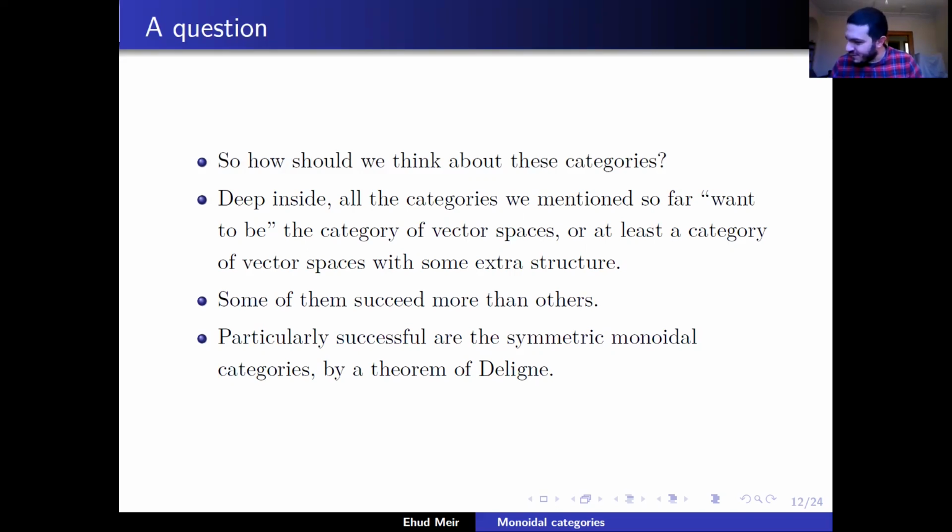Before I continue, maybe are there any questions so far? If not, then okay. So the theorem of Deligne is a theorem of the form: let C be a symmetric monoidal category that satisfies this condition and that condition. Then necessarily it's the representation category of some algebraic group or some direct union of algebraic groups.